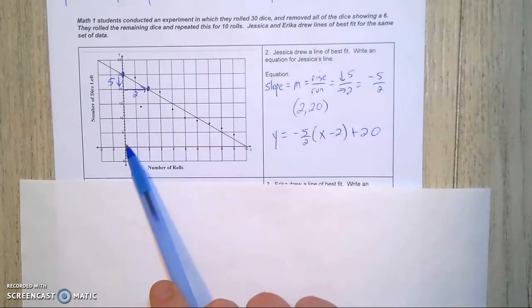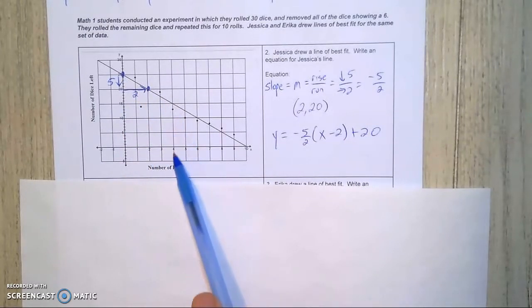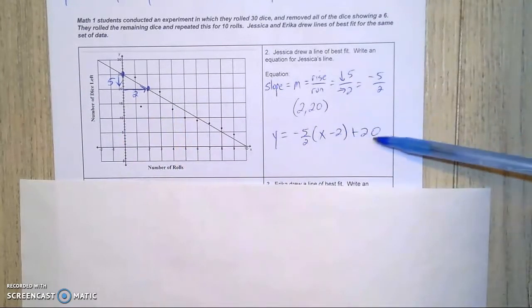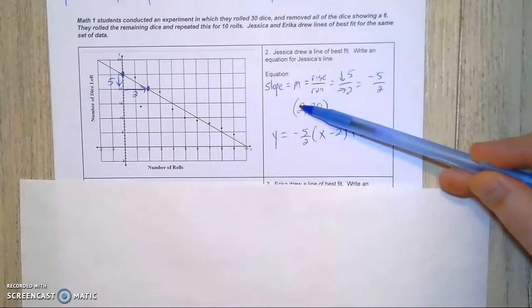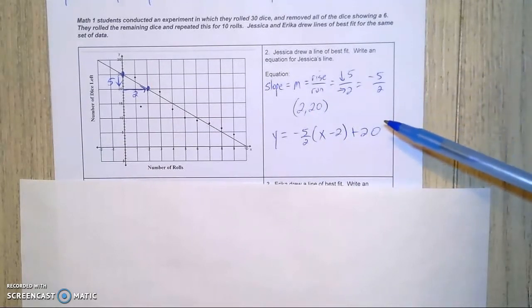So I could have picked (0, 25). Maybe I even could have picked that one right there. That would have been (4, 15). So different versions of this answer, but I went with (2, 20), and once I put my slope and the x value of 2 and the y value of 20, there you can see the equation I got for that one, negative 5/2 times (x minus 2), with a plus 20 at the end.